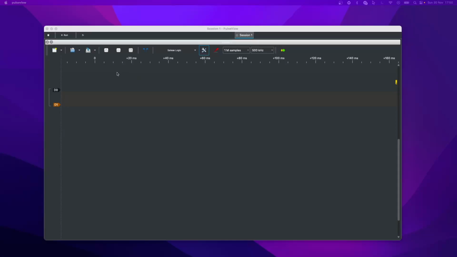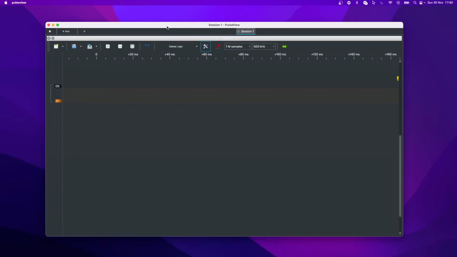So here we are in PulseView. This is the graphical interface for Sigrok, and I set up all the parameters to start the acquisition. I have the 2 channels D0 and D1 enabled. For D0 I enabled the trigger for the rising edge. And I also set up, that's very important, the pre-trigger to 2%.